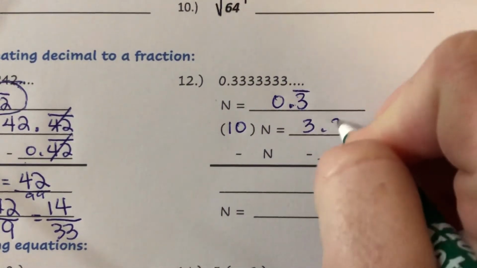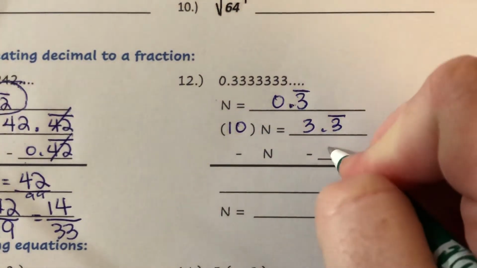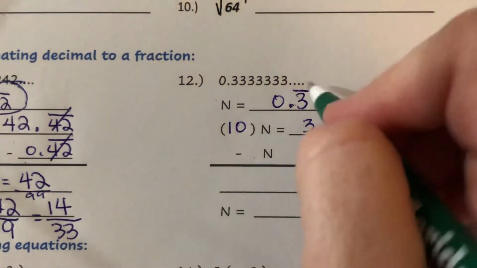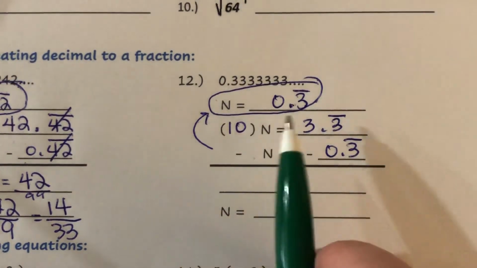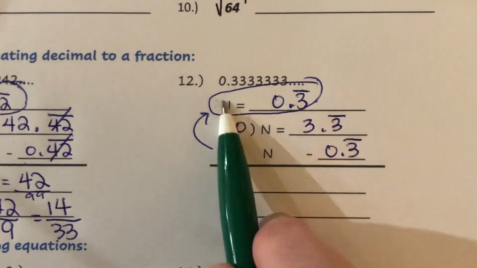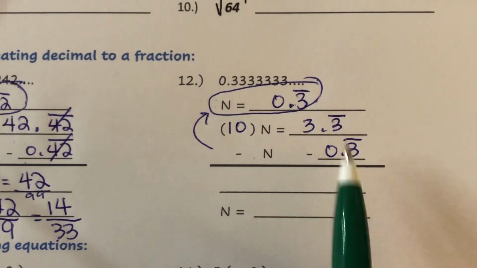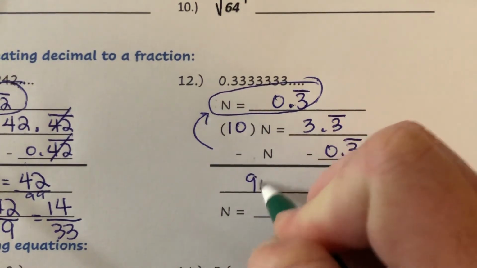This becomes 3.3 repeating. And now I want to get rid of the repeating part, right? So I get rid of 0.3 repeating. This side, I get rid of the same thing. Remember this step up here? They're the same thing. So whether I use this or this, it doesn't matter. They're both worth the same amount. So minus 0.3 repeating, minus n, same thing. 10n minus 1n is 9n.